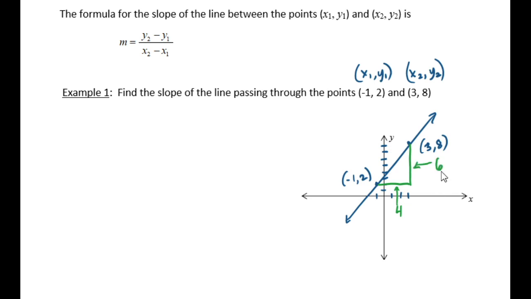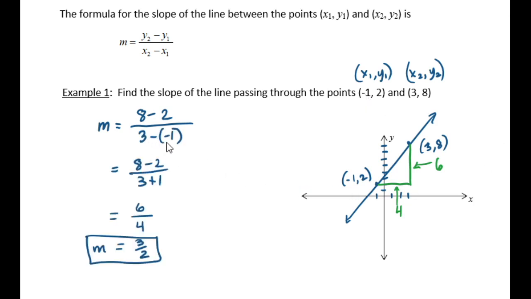So the slope of this line will be +6 over +4, and 6 over 4 will reduce to 3 over 2. This is what the formula will give us, so that you won't have to draw the diagram and count every time you compute a slope. Plugging into the formula, the numerator is y2 minus y1, that's 8 minus 2, and the denominator is x2 minus x1, 3 minus -1. 3 minus -1 is the same as 3 plus 1 because of the double negative, and that gives us 6 over 4, which reduces to 3/2.